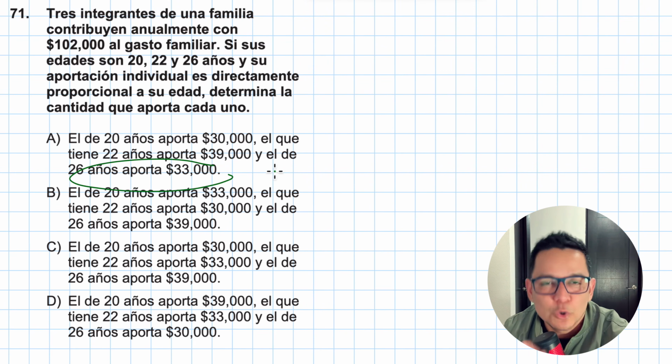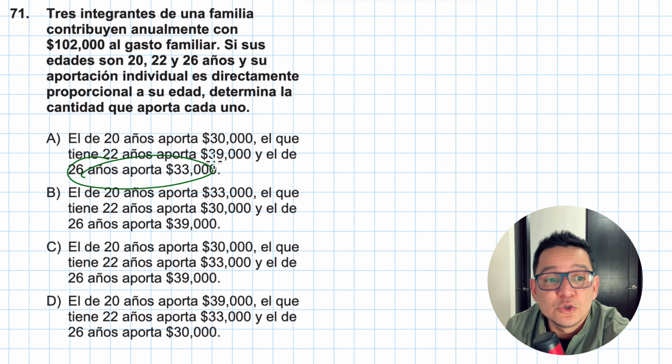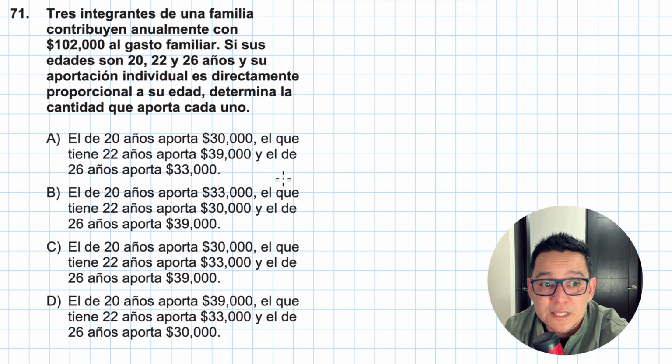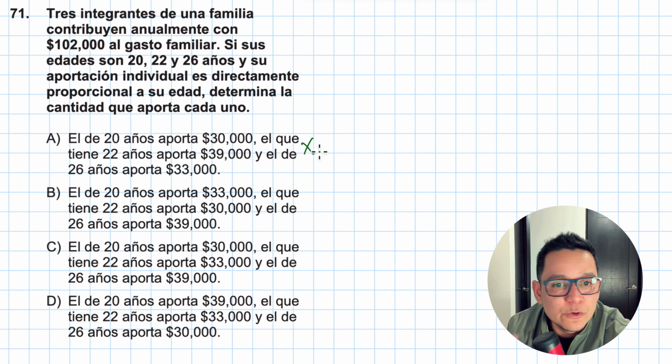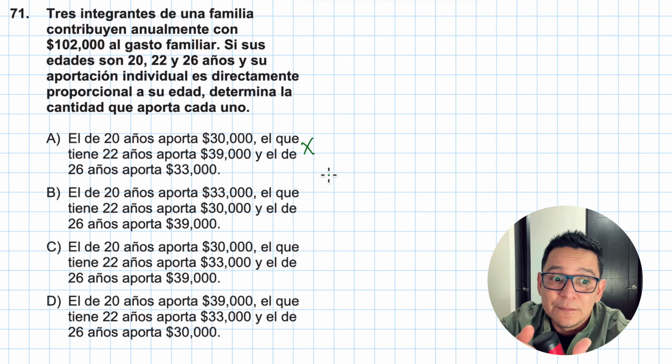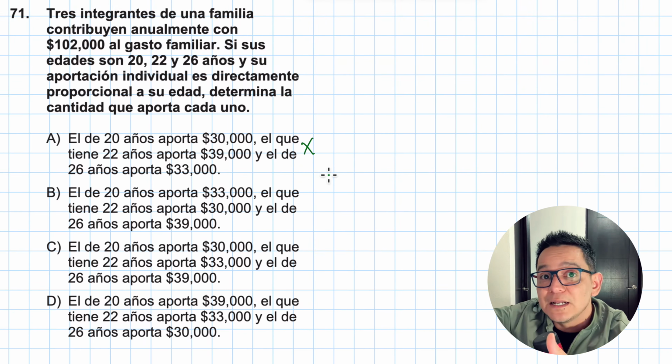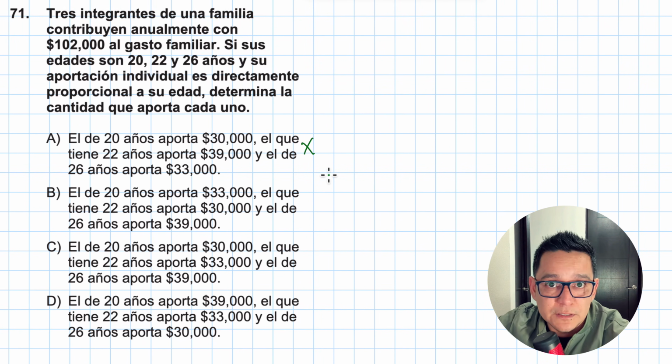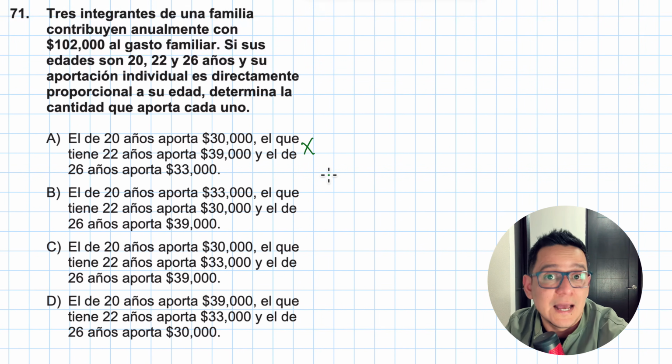Couldn't it be? Do you agree? Why not? Because the 26-year-old can't contribute less than what the 22-year-old contributes. Because it says here that the 22-year-old contributes 39,000. So this isn't the answer, right? They should be in order, shouldn't they? I mean, the numbers should be given in order. The 20-year-old contributes the least. The 22-year-old contributes more, and the 26-year-old contributes the most, since it should be proportional to their age, right?